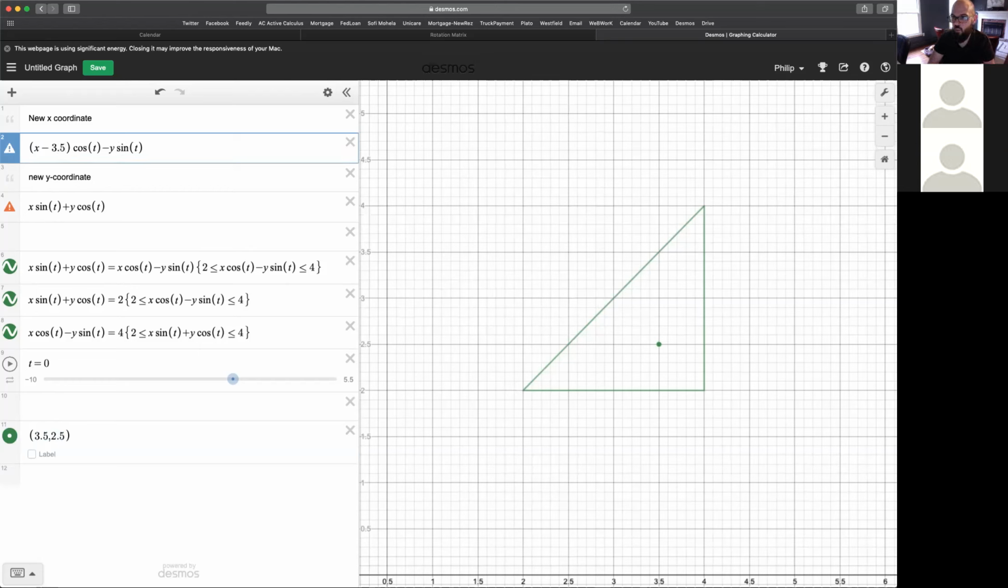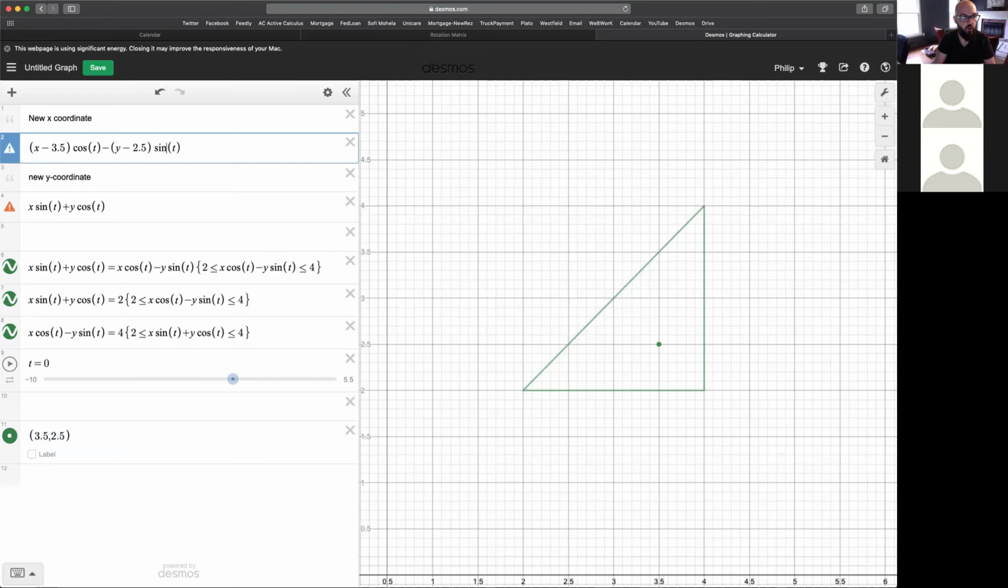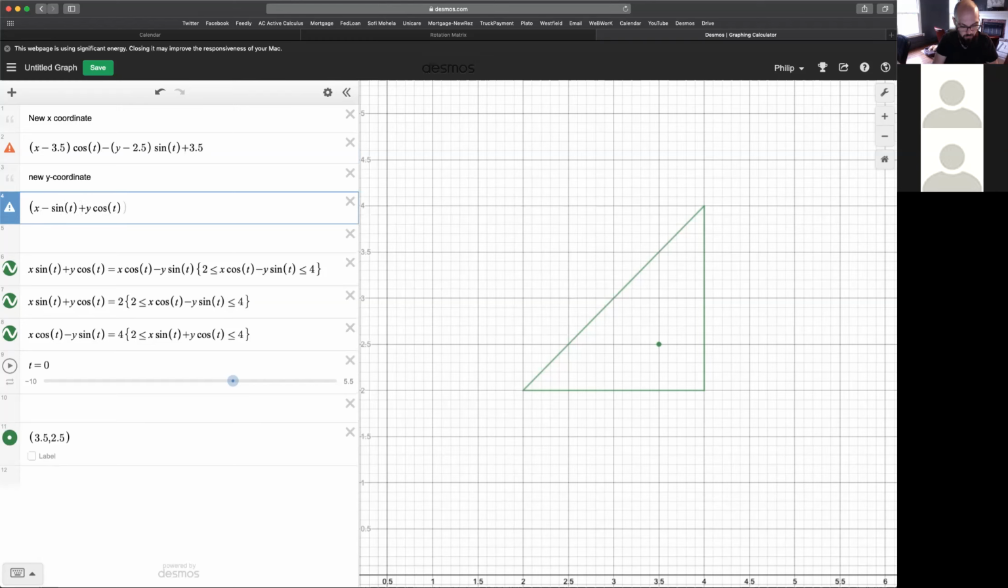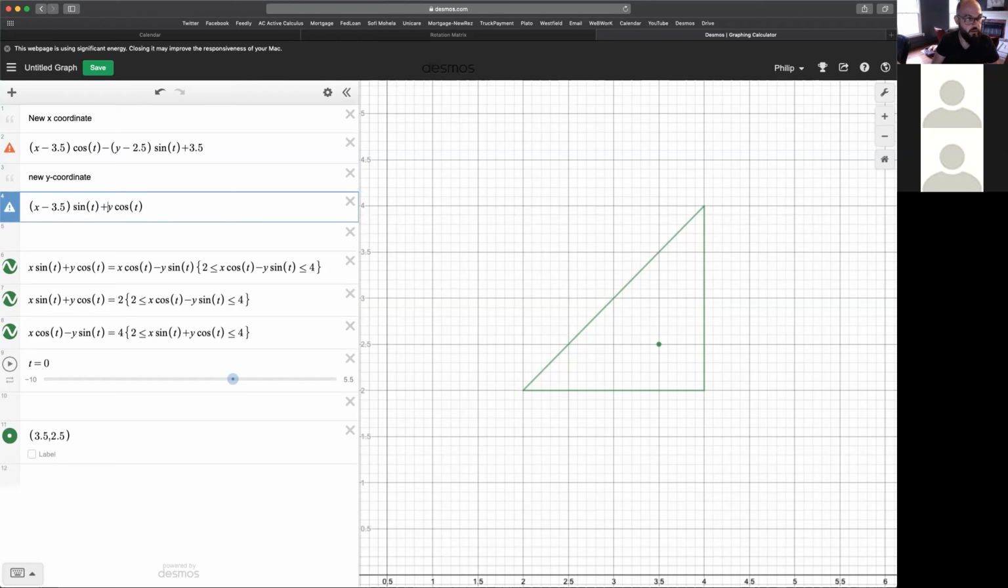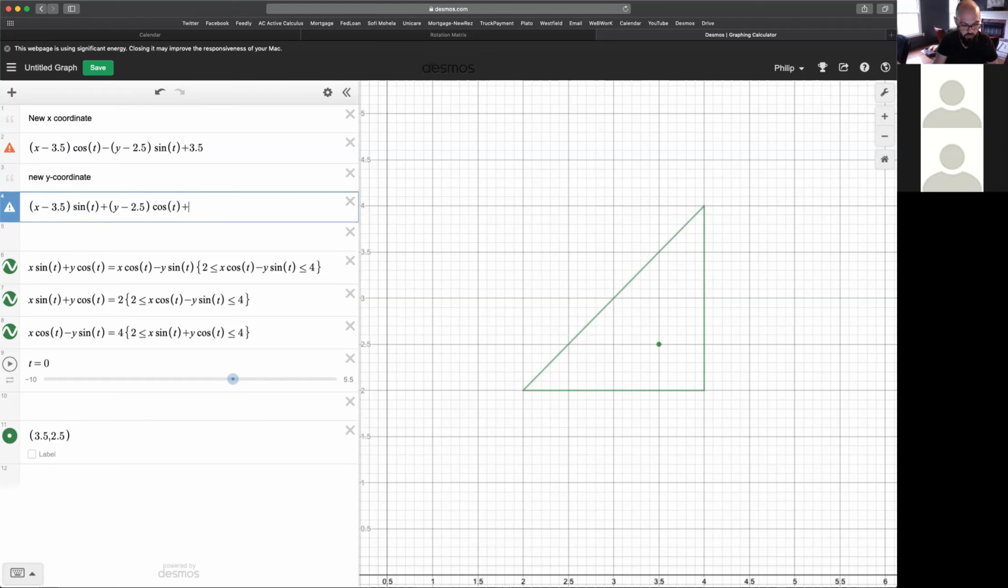We're going to take our x coordinate and shift it by 3.5. We're going to shift our y coordinate by 2.5, and then we're also going to shift our outside by 3.5. So for our x, we're going to replace all our x's, shift them over, and then add our value here. We're going to do the same thing down here. So instead of x, I'm going to do x minus 3.5, and I'm going to put this value in here. For my y, I'm going to do y minus 2.5, and then plus 2.5.